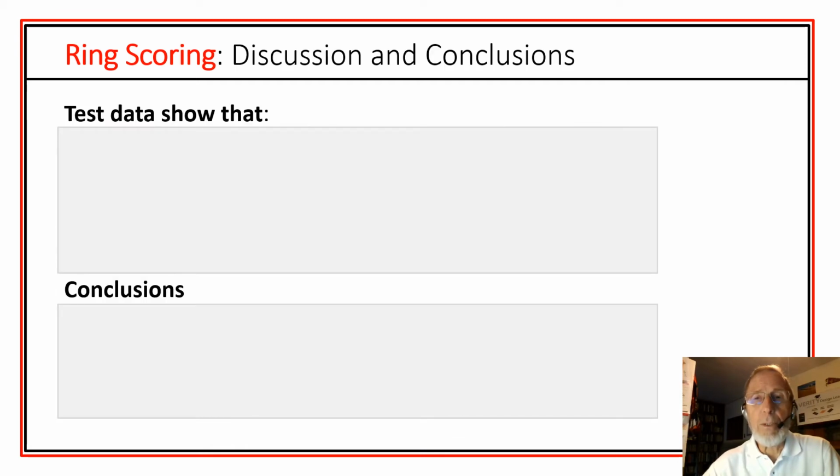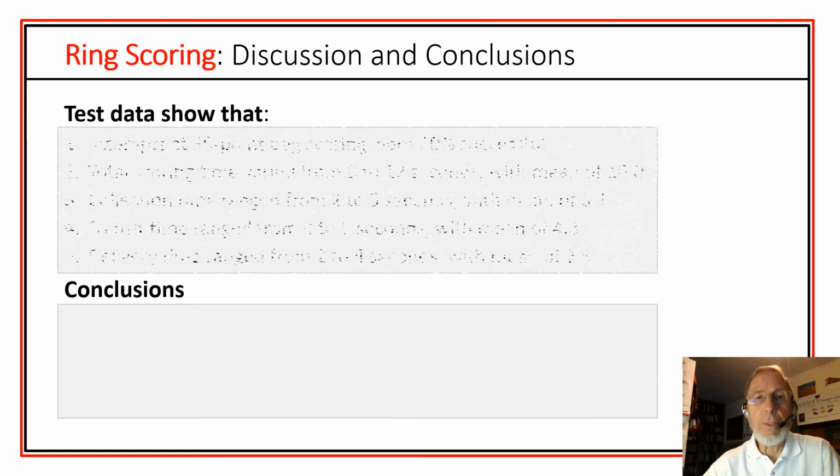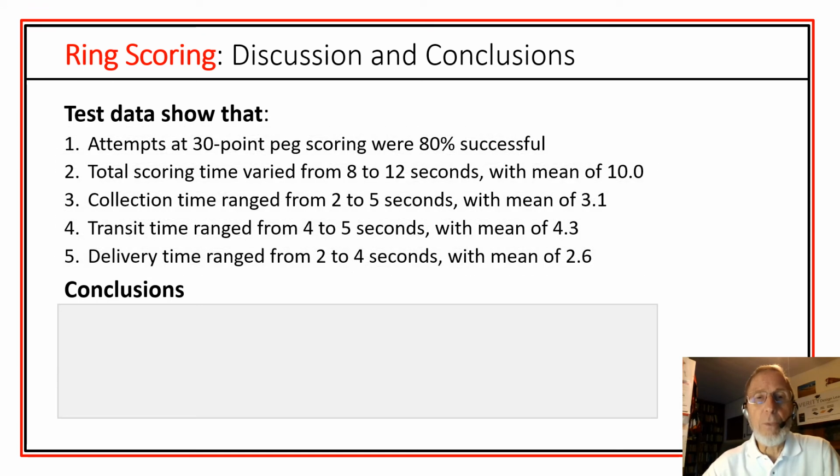Now let's discuss those, see what we learned from the test, and make some conclusions. The test data showed us, first of all, that the attempts at scoring 30-point scores were 80% successful. The total scoring time varied from 8 to 12 seconds with a mean of 10 seconds. Collection time varied from 2 to 5 seconds with a mean of 3.1, and so on. So we've identified here the critical numbers that relate to the questions that we posed.